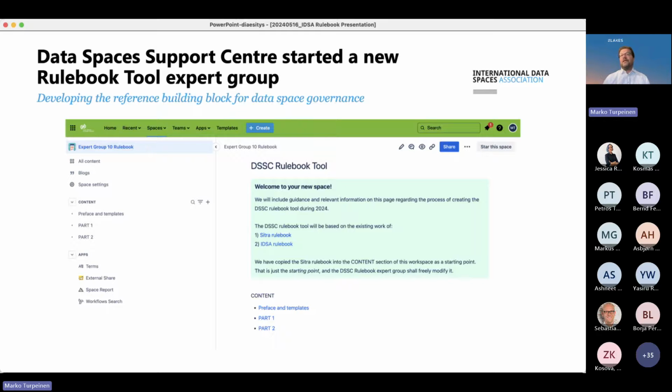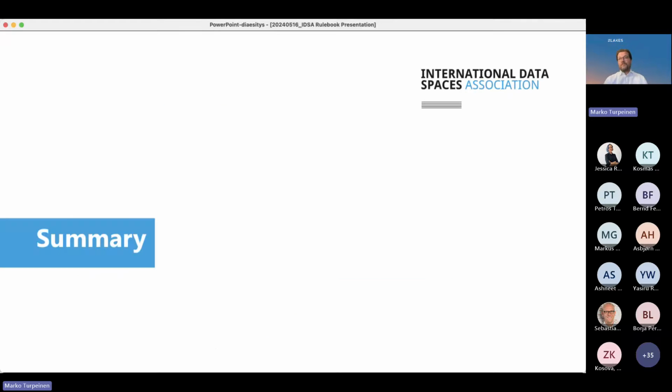Very concretely, this work started last month, and CITRA has taken the role inside DSSC, because CITRA is one of the members of DSSC, of overseeing this activity. But they also subcontracted 1001 Lakes to run this activity, so we are very much involved in creating this DSSC rulebook this year.